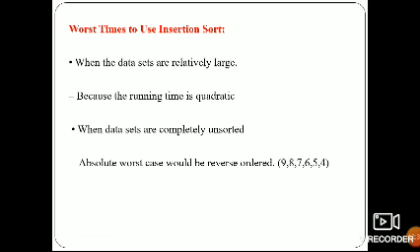The worst time to use insertion sort is when data sets are large. It is the worst case because this is suitable only for fewer elements, not large ones. Because the running time is quadratic, it keeps growing. When data sets are completely unsorted, the absolute worst case is reverse order: 9, 8, 7, 6, 5. Unordered data is the worst case.